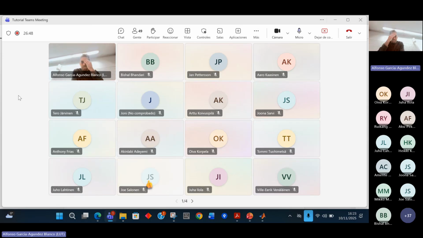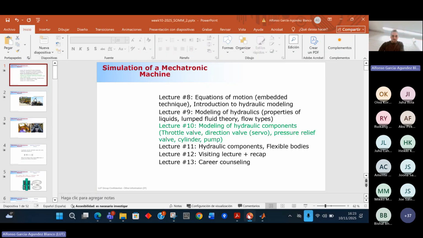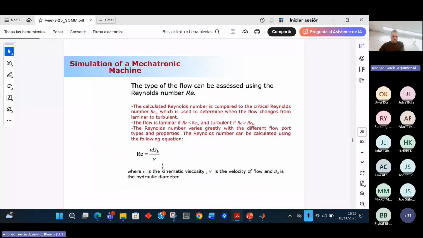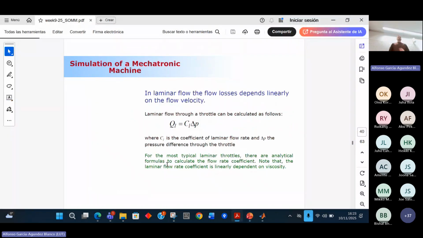It's very important that you understand the significance of this number as the ratio between the inertial and viscous forces, and that it determines the transition between laminar and turbulent flows. Perfect. So let's continue. Let's start with the laminar flow, okay?